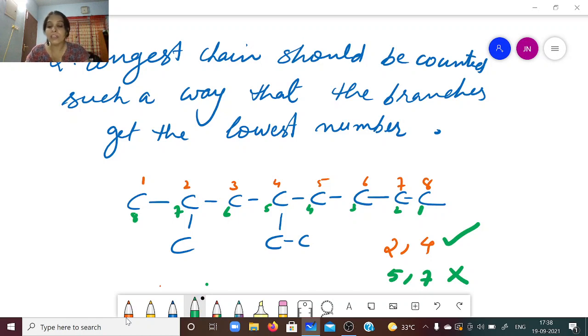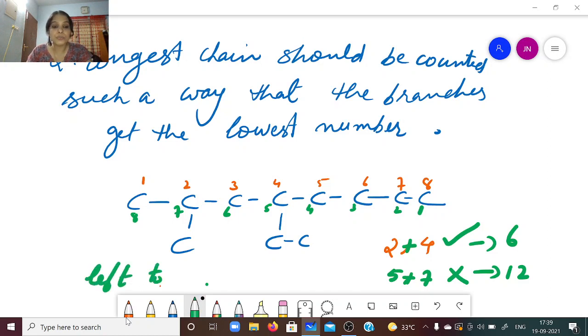If only one branch is there, you can see directly. If two branches are there, you can just add and see. When I add this, I will get 2 plus 4, 6. Here I will get 5 plus 7, which is 12. So 6 is the lowest. So you should count it from left to right. This is a very, very important rule.